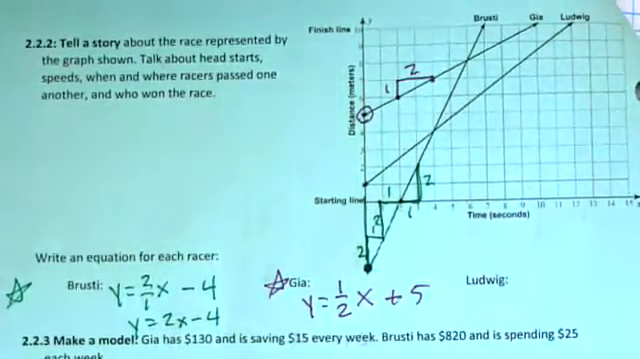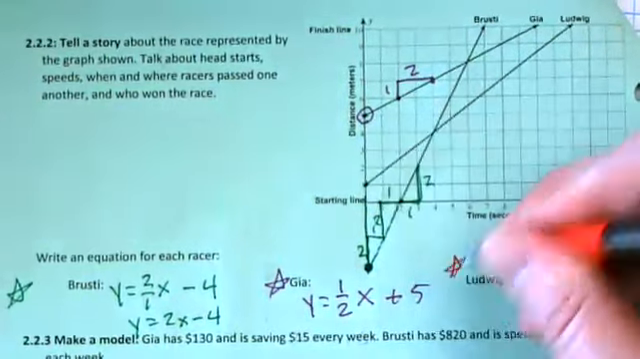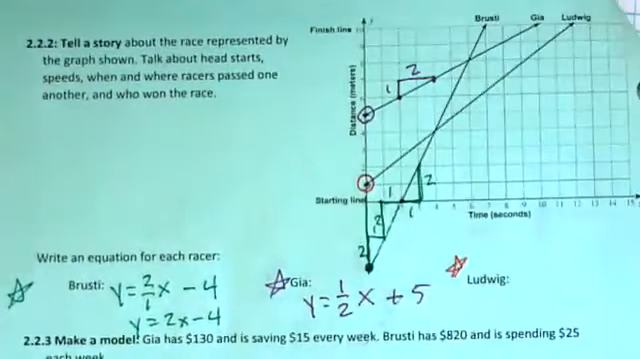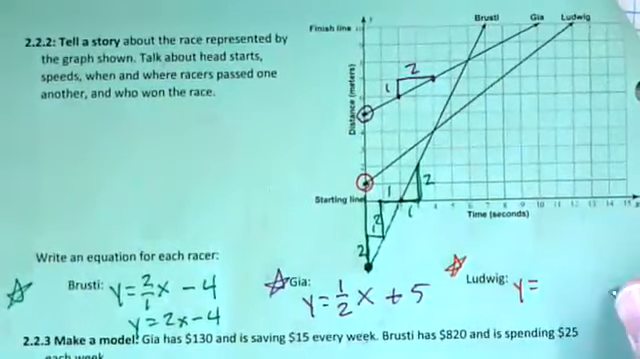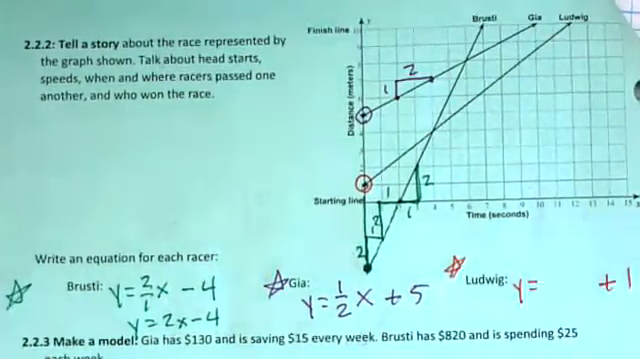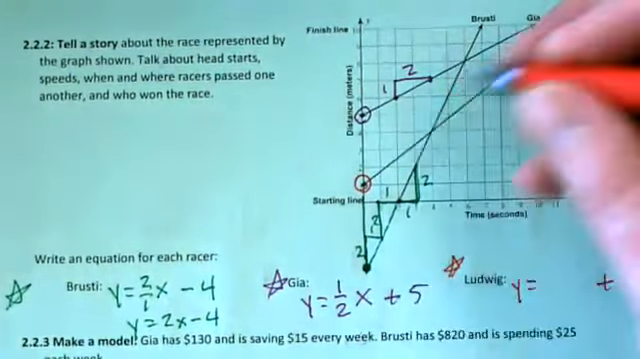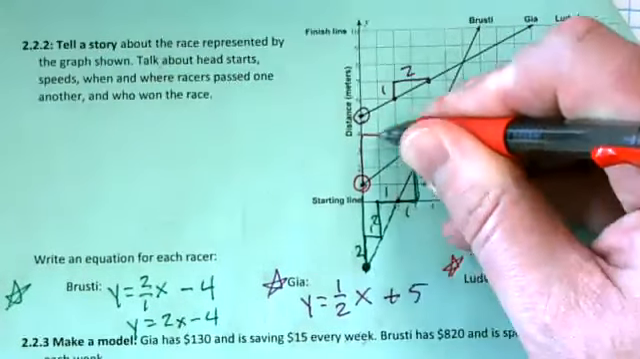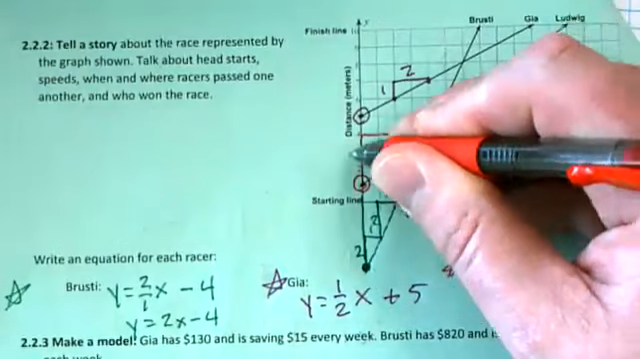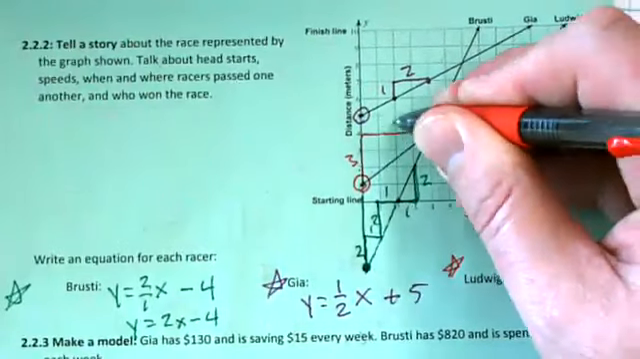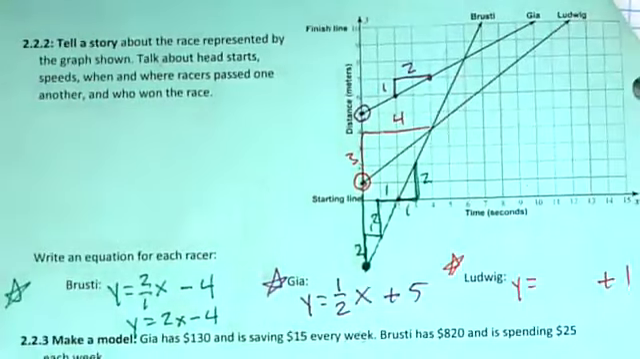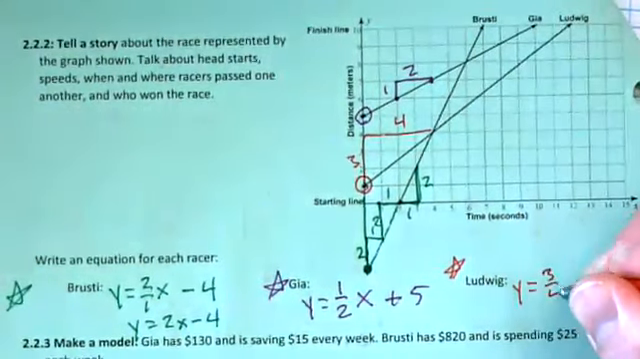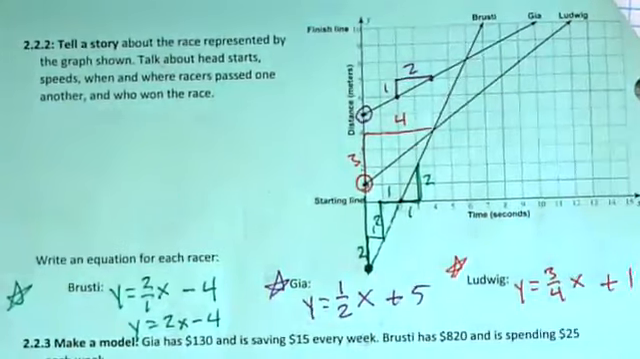And then finally, Ludwig. Ludwig has a y-intercept at 1. So Ludwig's equation is going to have a +1 at the end. And Ludwig's slope is, what is it? I can go from there to here. So it looks like up 1, 2, 3 over 1, 2, 3, 4. Up 3 and over 4. So slope is 3 over 4, and then x comes after the slope.